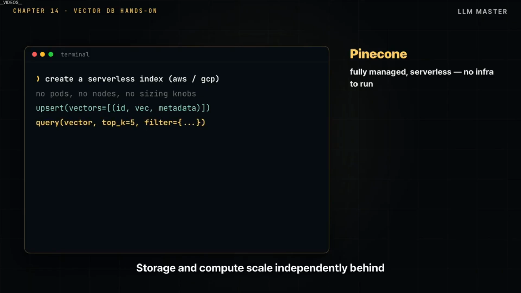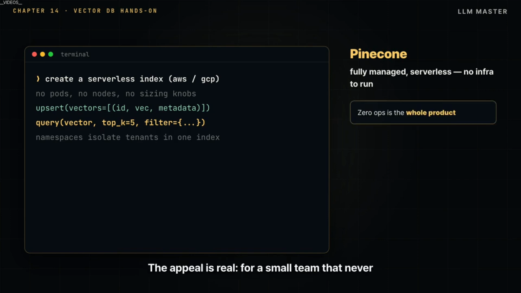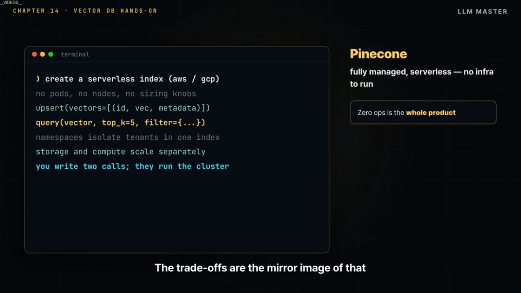Storage and compute scale independently behind the scenes, and namespaces let you isolate many tenants inside a single index. The appeal is real. For a small team that never wants to think about sharding, replication, or a 2 a.m. page, zero operations is the entire product. The trade-offs are the mirror image of that convenience.